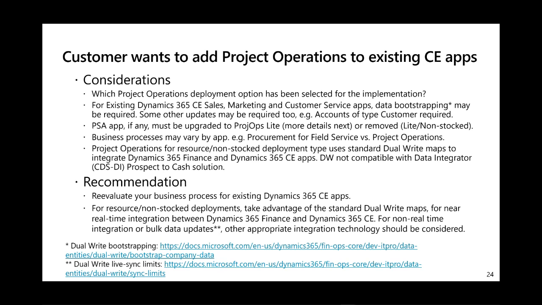For non-real-time integration or bulk data updates, other appropriate integration technology may need to be considered. And you can see I've got a little double asterisk there, and I'm pointing that to the dual-write live sync limits. The reason there, and we're going to talk about that a little bit more with data composition, is that everything is wrapped in a transaction, and you've got to control the size of a single transaction that is going to flow through dual-write and live sync mode. But we'll talk more about that in a moment.